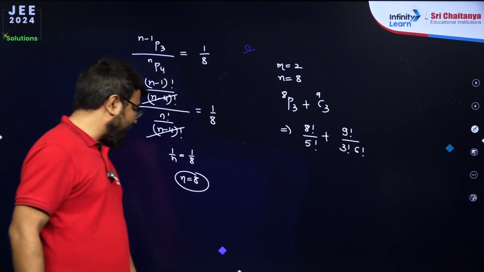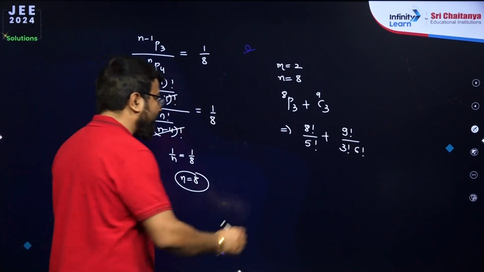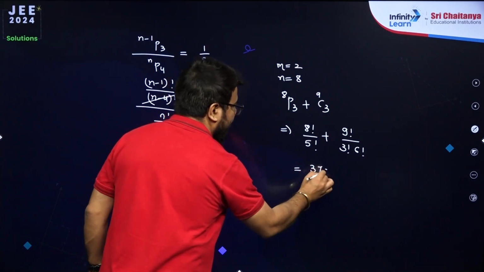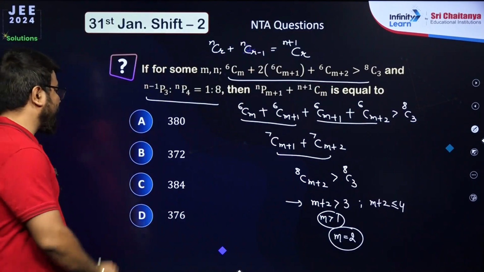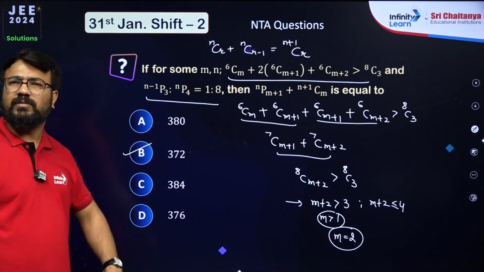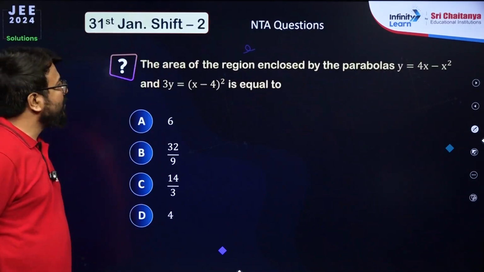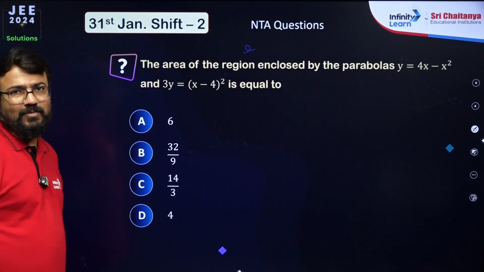So my dear students, after the simplification, we will get the result as 372. Now 372 is given to us in option B, hence option B will be the final answer. I hope you understood this problem. Moving ahead to the next problem.